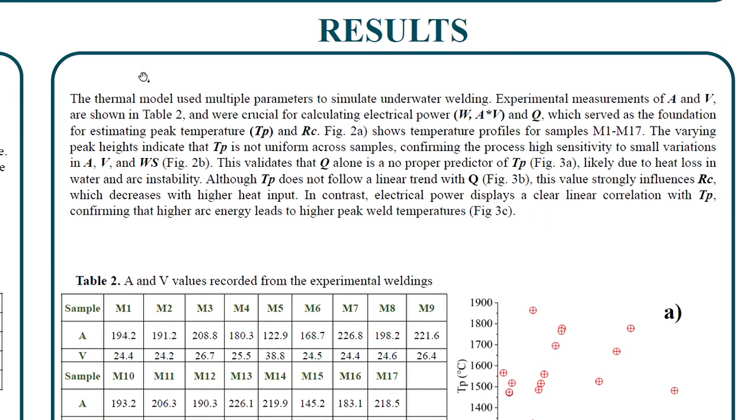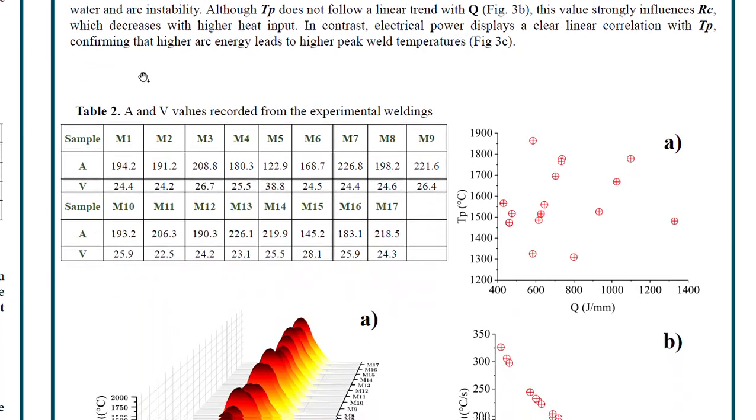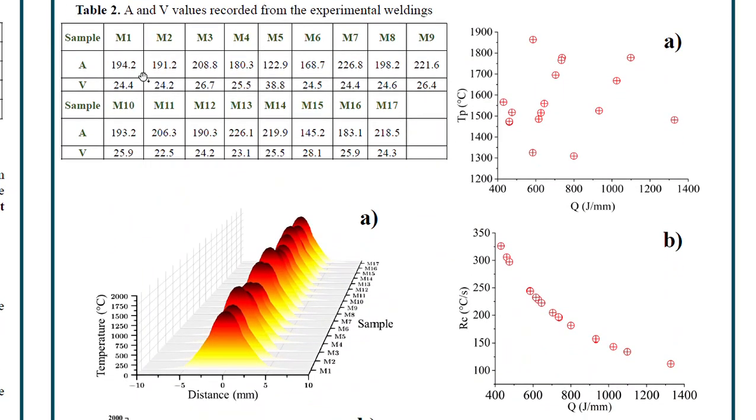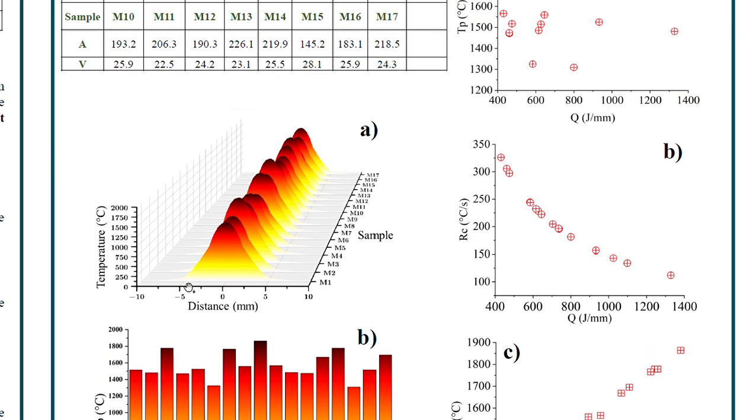In the section of results, the experimental measurements of current and voltage were fundamental to calculate the electrical power and the heat input. These values serve as a basis for estimating the peak temperatures and cooling rate. These results show that the peak temperature varies significantly among all the samples. So this can be seen here. We can see this effect.